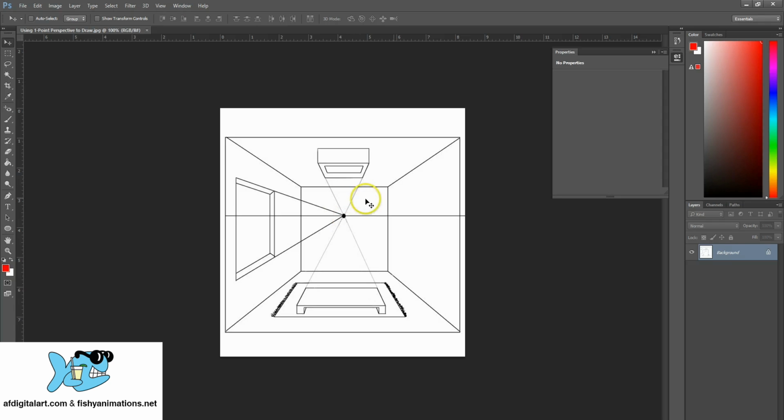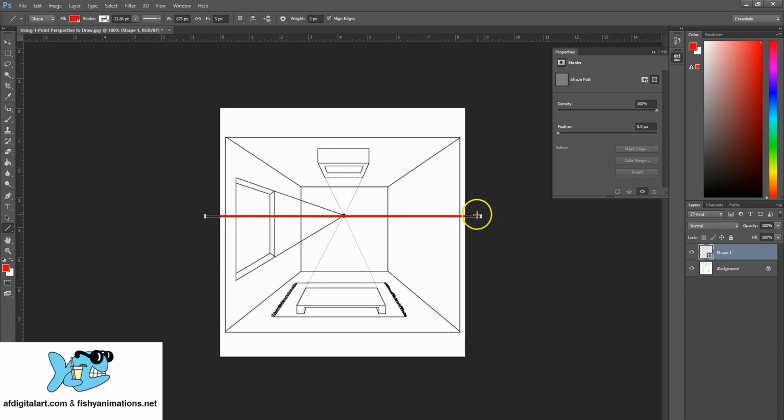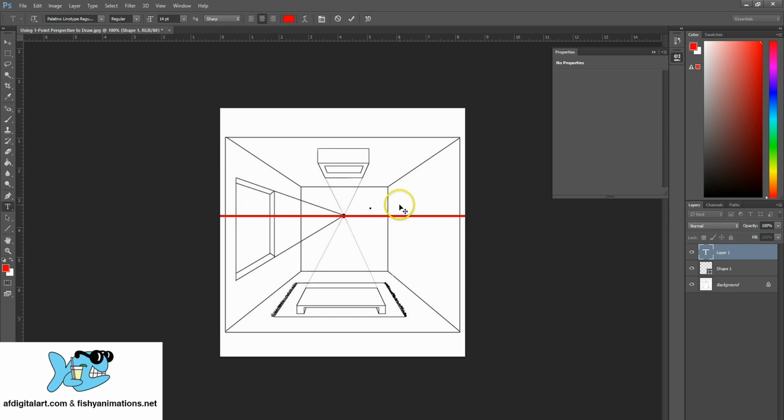So if we look at this composition, we notice we have one line that runs completely horizontal. This is what we call the horizon line. So in Photoshop we use the line tool to just draw over that. Okay, and we call this the horizon line.